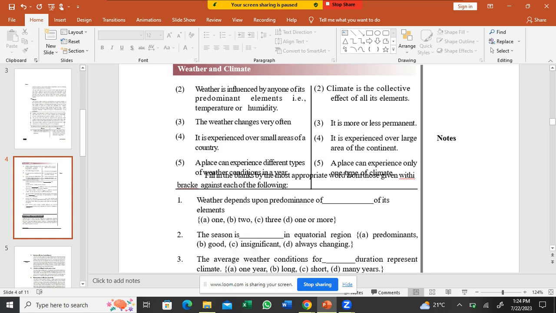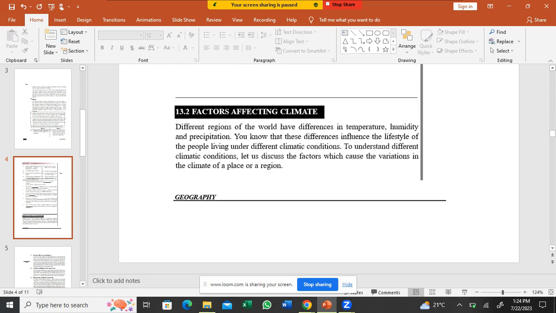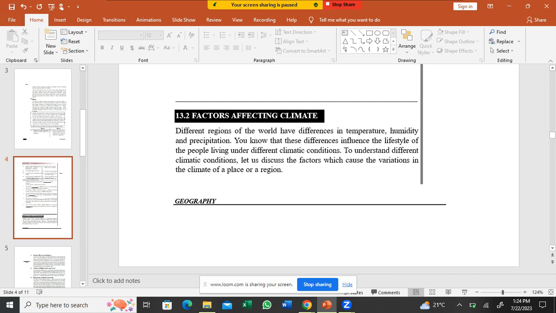We have questions below there that I hope you're going to look at. In our next class, we're going to talk about the factors that influence or affect climate and weather, maybe positively or negatively.